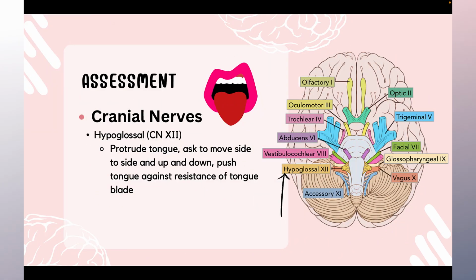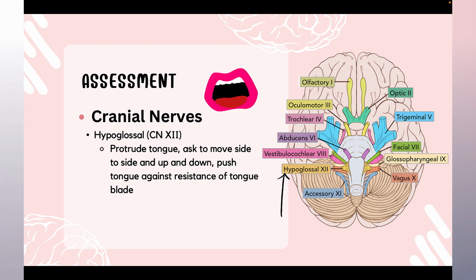And then the last cranial nerve is the hypoglossal nerve. So that's cranial nerve 12. You can also assess that with cranial nerves 9 and 10 if you want. This nerve has to do with the tongue. So when you see glossal, think tongue.